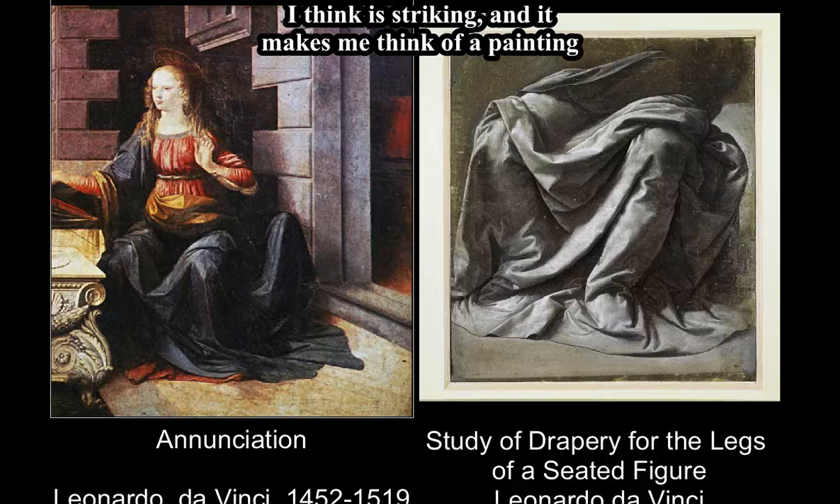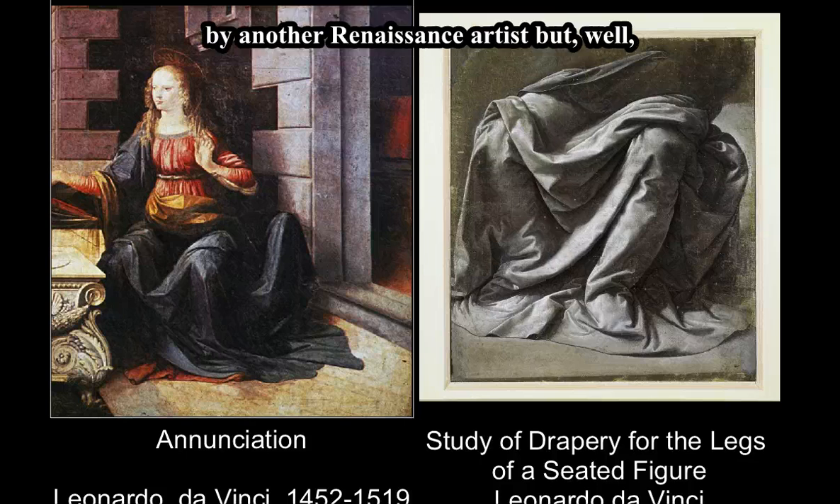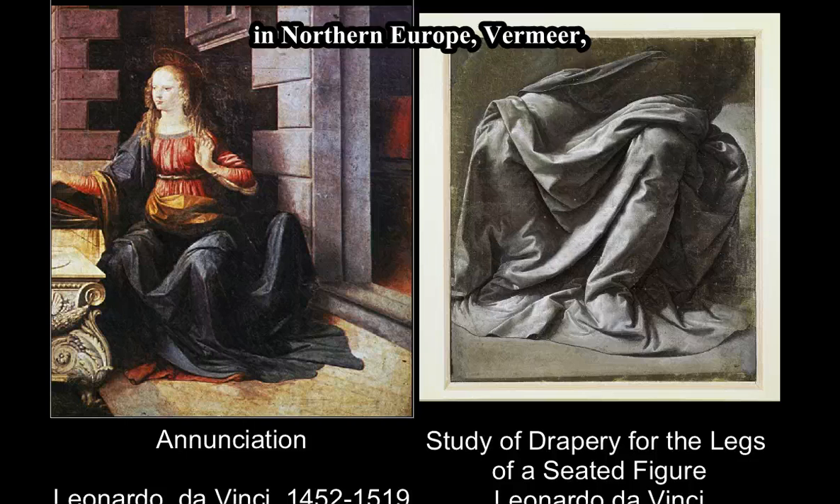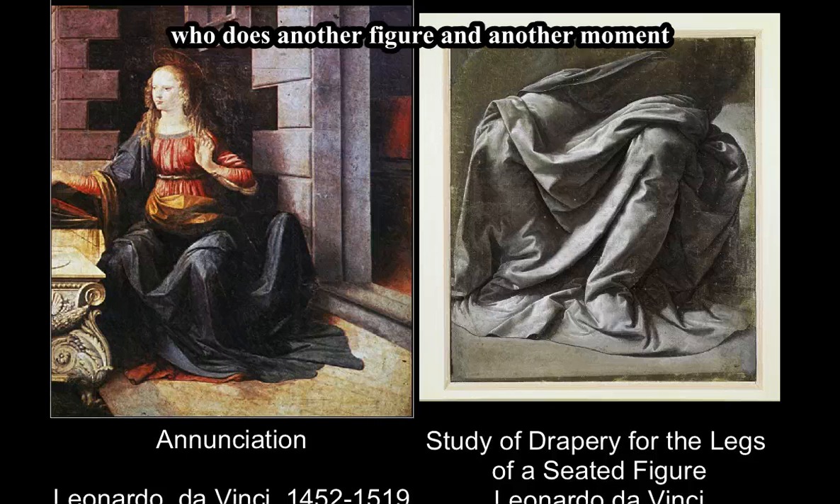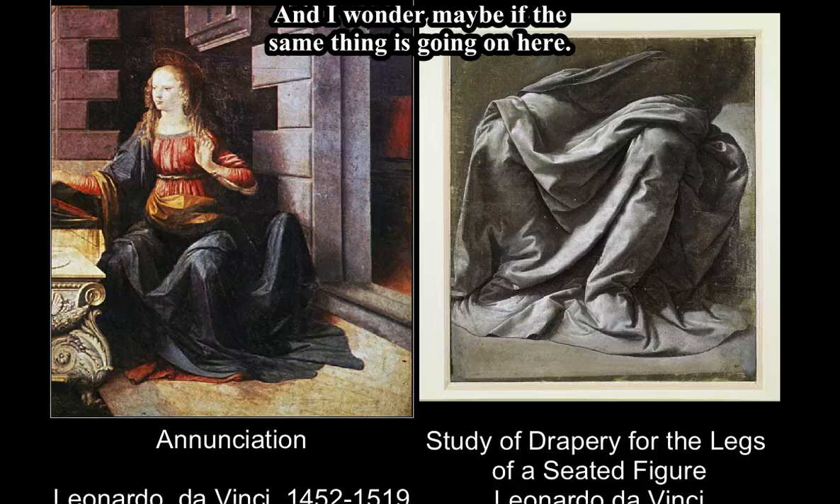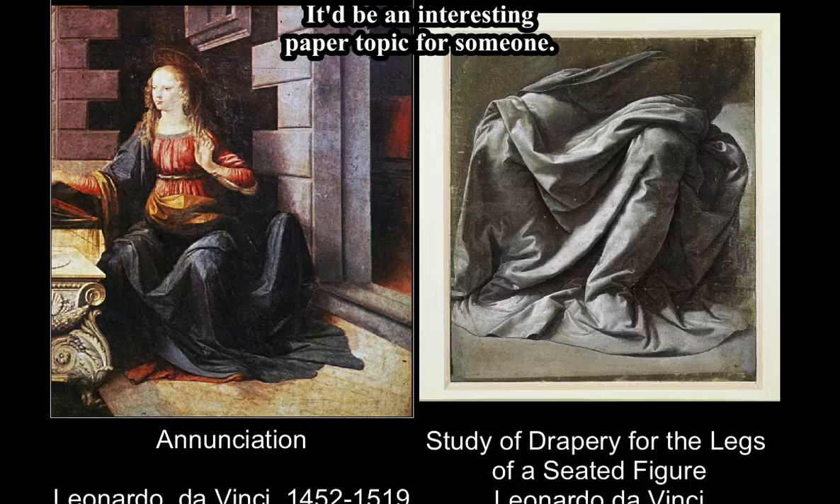is striking. And it makes me think of a painting by another Renaissance artist, but, well, he's really more in the Baroque period, that's working in Northern Europe, Vermeer, who does another figure at another moment with red, yellow, and blue. And that's been understood as relating to the profession of painting. And I wonder maybe if the same thing is going on here. It would be an interesting paper topic for someone.